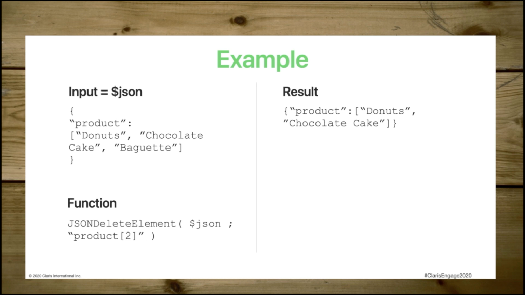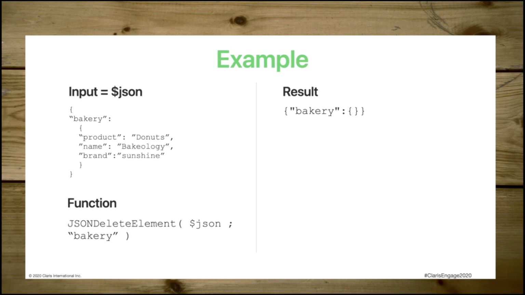And if we have a number within the brackets, we can specify which actual value within the array we want to get rid of. In this case, we have 2, so we want to get rid of the third value in the array, which is baguette. So we see in the result that baguette is no longer within the JSON. Here you see an object nested within another object. The second parameter is addressing a name, and then it gets rid of the entire name value pairs with it, resulting in an empty object with a name inside another object.